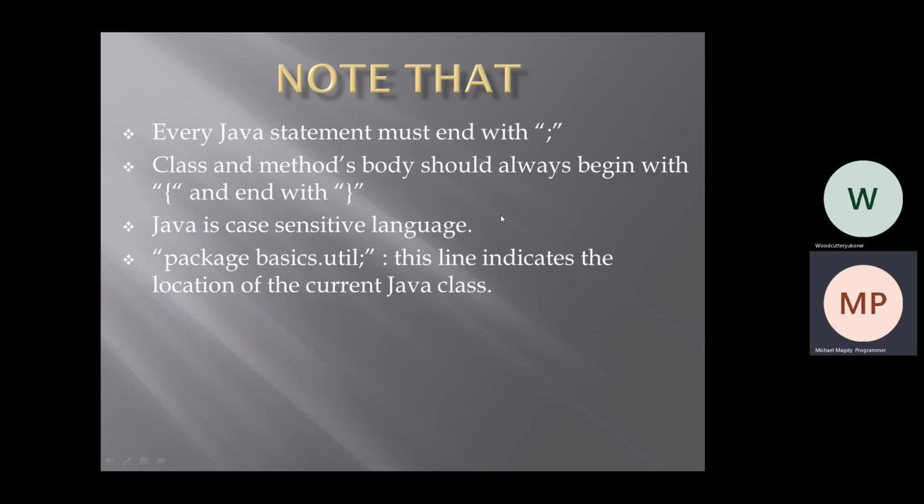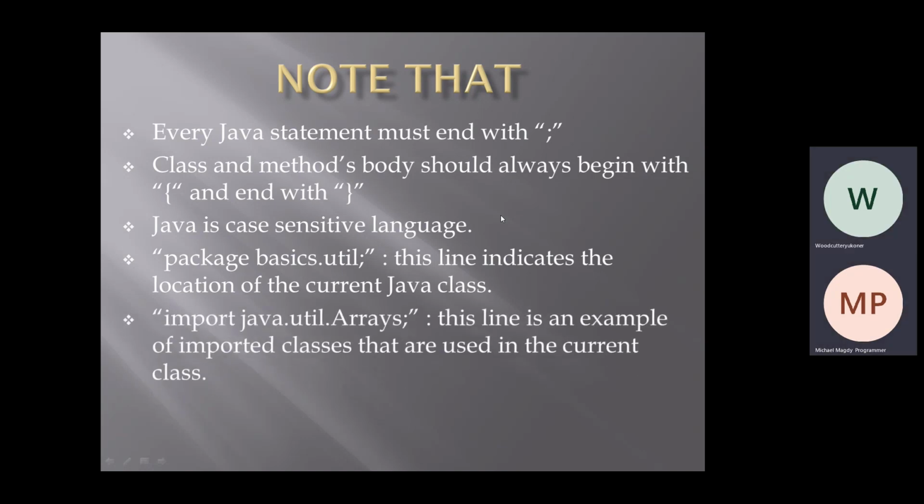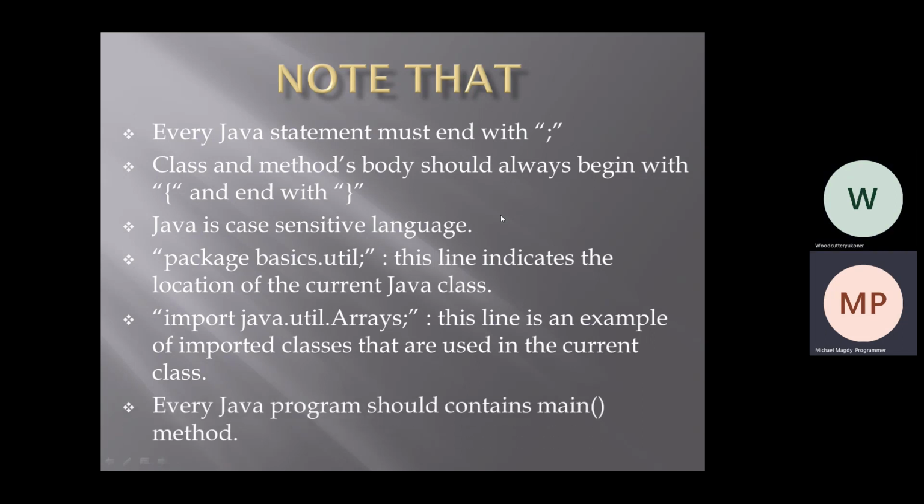Okay, we will skip this note and we'll also skip this one. We'll discuss them later, so you will not get confused. Yeah, every Java program should contain a main method. You can have as many methods as you want, and you can give them any names, whatever. You can name a method cat, dog, whatever, but there should be only one main method in the whole program.